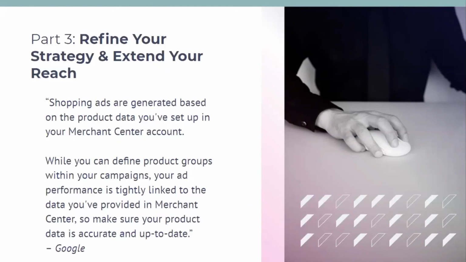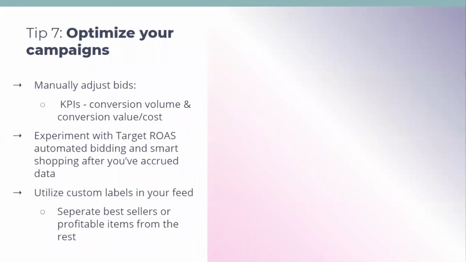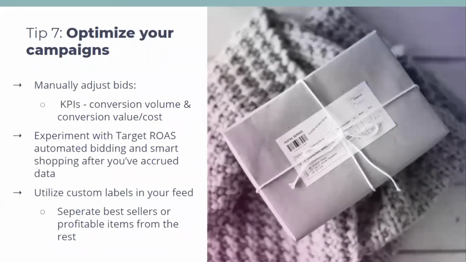While you can define product groups within your campaign, your ad performance is tightly linked to the data you provide in Merchant Center. So make sure it's accurate and up to date. So on to tip 7, optimizing your campaigns.